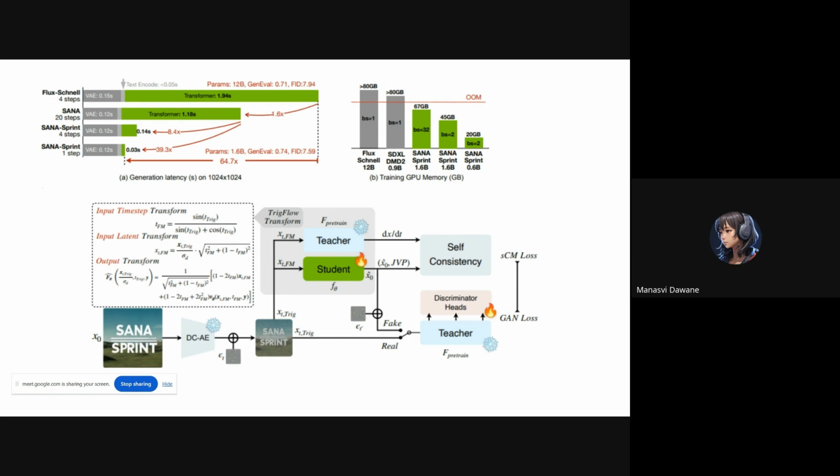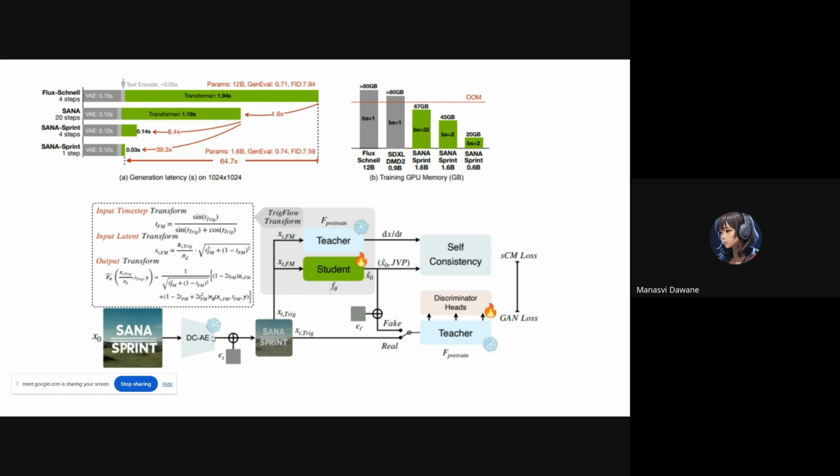So the student doesn't learn from data directly. The student learns by copying the teacher's behavior. So whatever the loss is, it is the difference between the teacher's output and the student output. In this pipeline, X0 is the real image. DC-AE is frozen. This is the real image. It is frozen here.